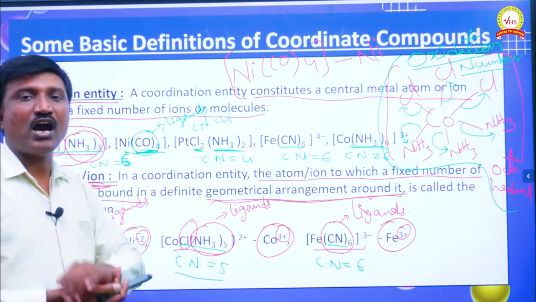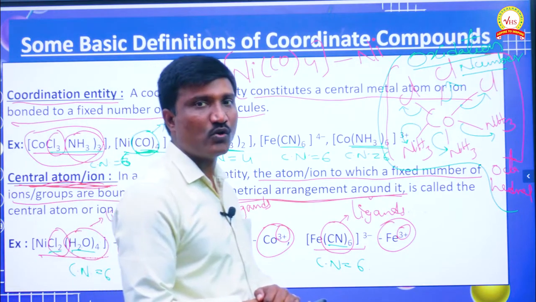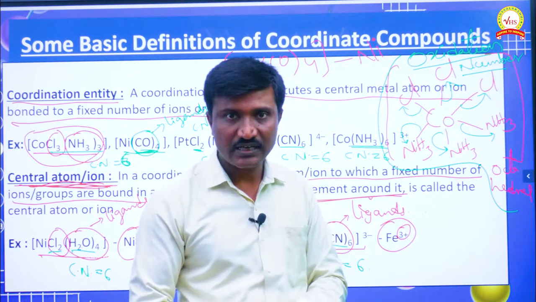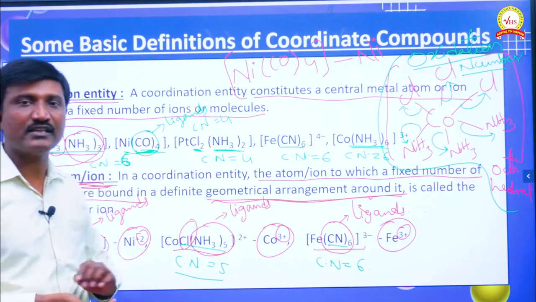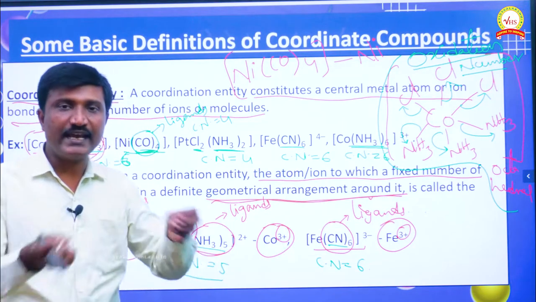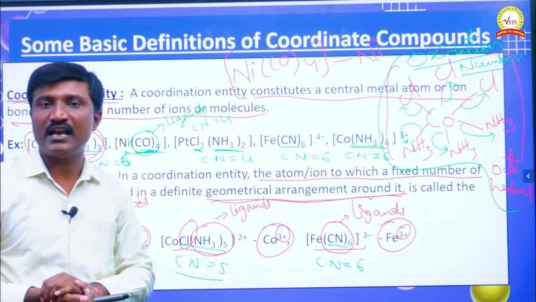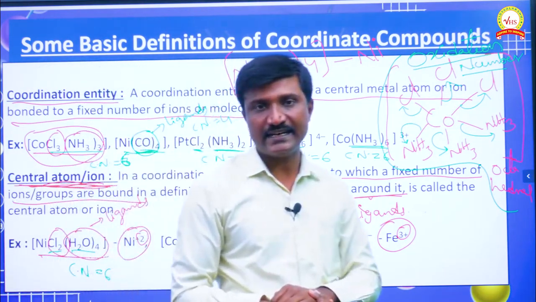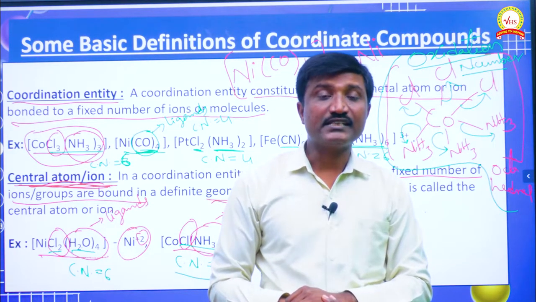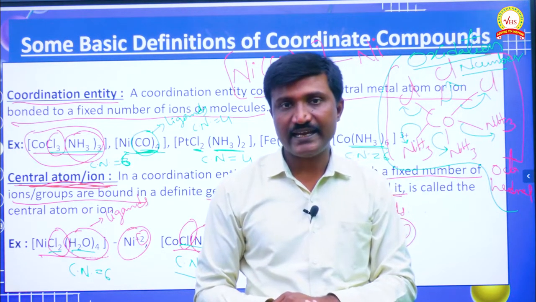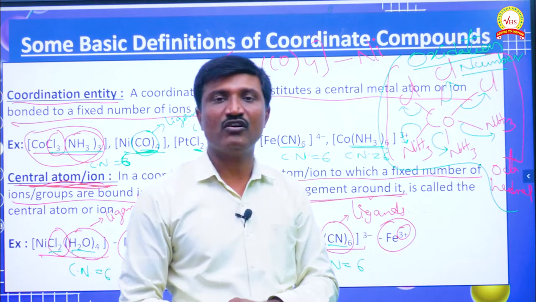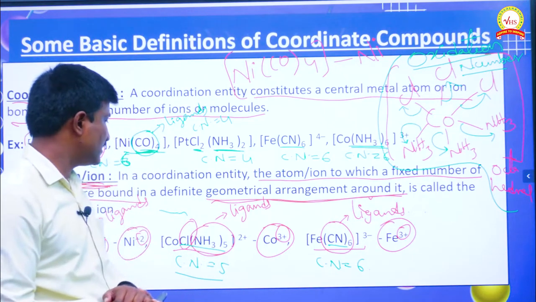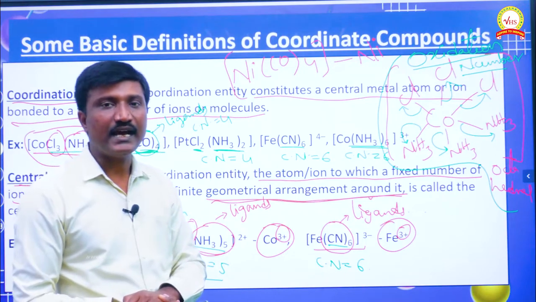how those ligands are arranged in spatial orientation around the central metal atom depends on it. Depending on the coordination number, meaning the number of ligands, how they arrange around the central metal atom, and in which direction, depends on the number of ligands. That spatial orientation of the ligands around the central atom we call the coordination polyhedron.